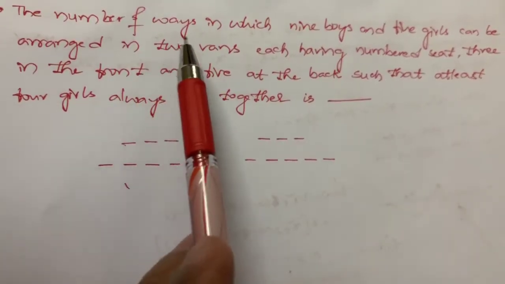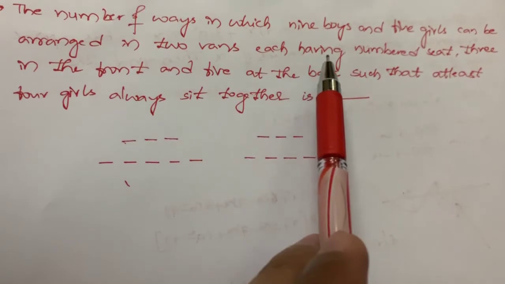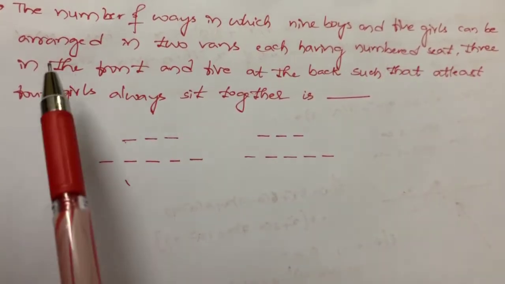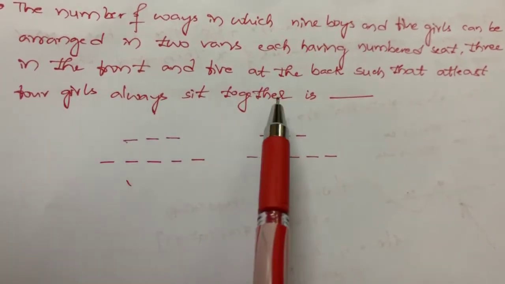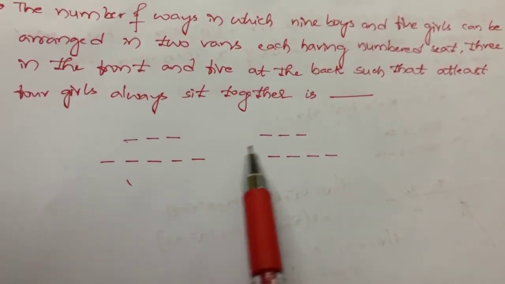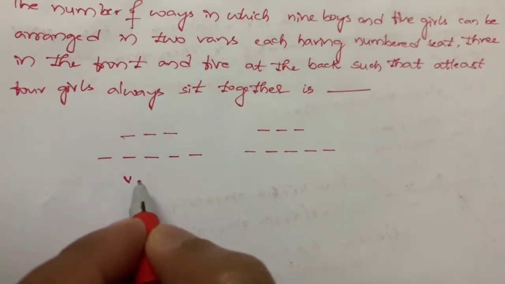The number of ways in which 9 boys and 5 girls can be arranged in 2 vans, each having numbered seats, 3 in the front and 5 at the back, such that at least 4 girls always sit together. So, we can say that the van's seating arrangement is like this.